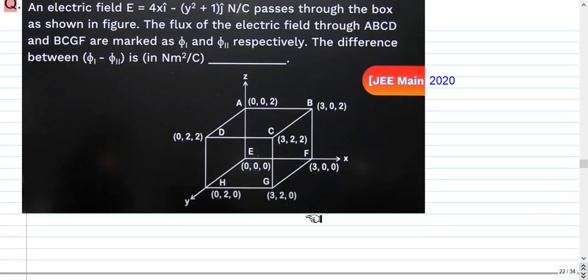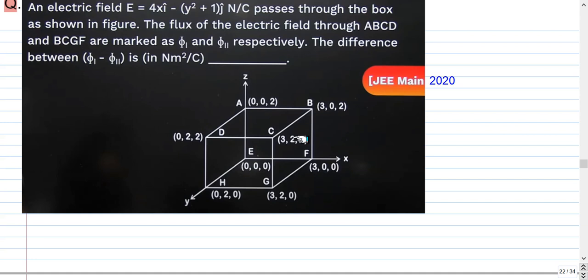This is the next question from JEE Main 2020. An electric field E equal to 4x i cap minus (y square plus 1) j cap Newton per Coulomb passes through the box as shown in figure. The flux of electric field through ABCD and BCGF are marked as phi1 and phi2 respectively. The difference phi1 minus phi2 is.